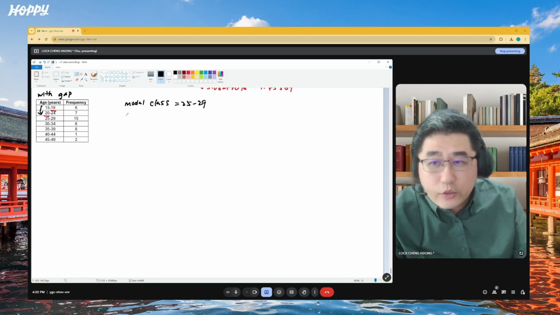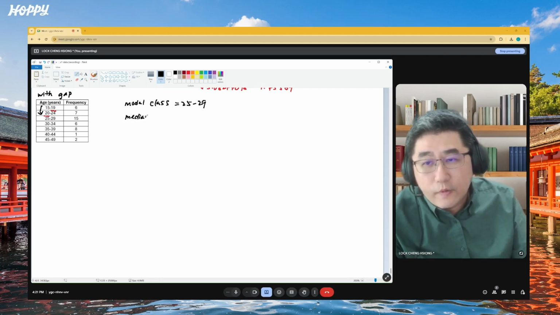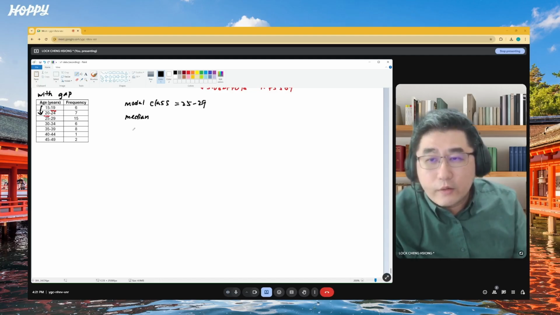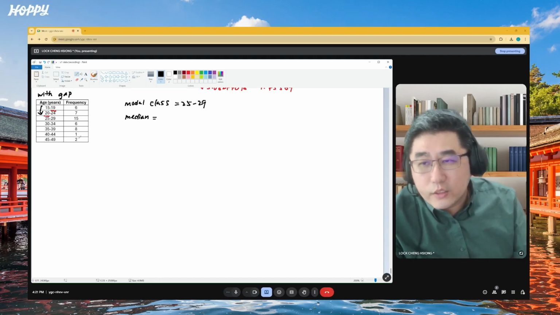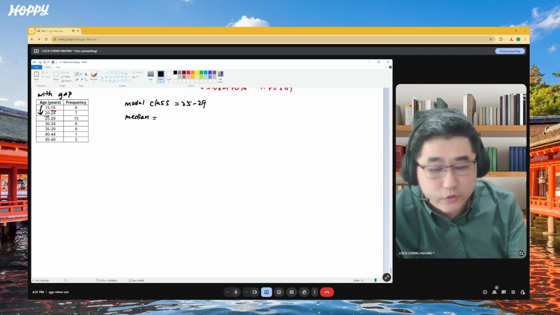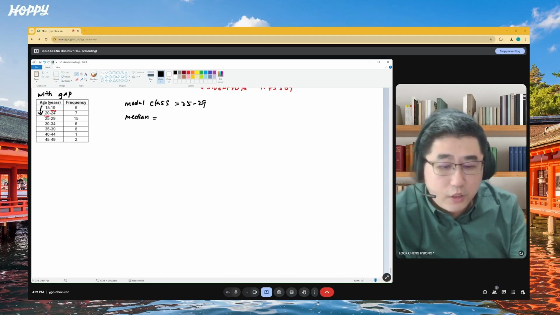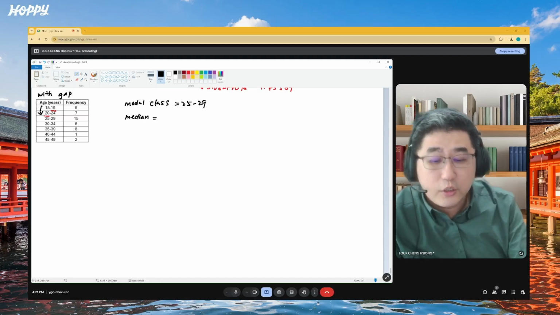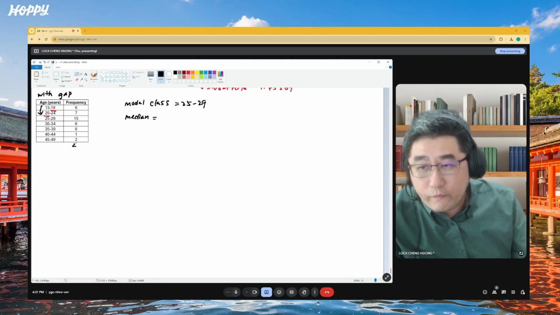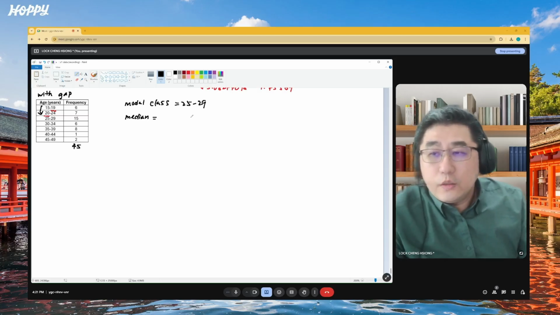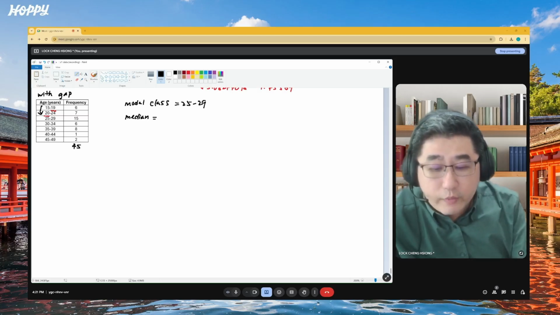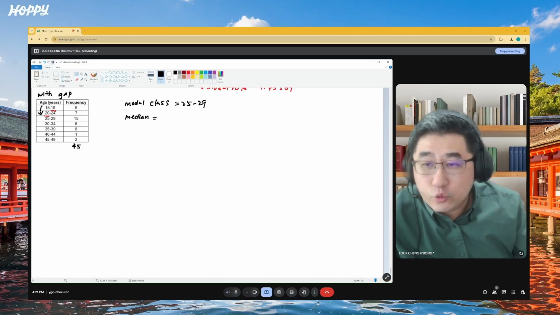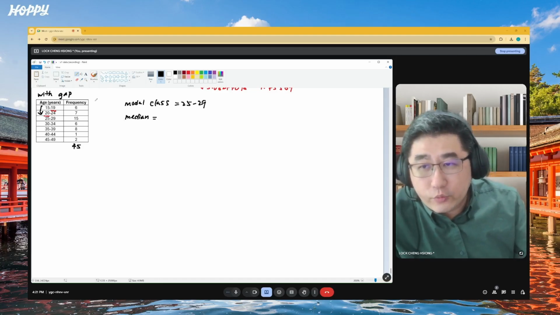After that, I need to calculate my median. Before I calculate my median, I need to know what is my total frequency first. So my total frequency, I will get 6 plus 7 plus 15 plus 6 plus 8 plus 3. So I total of 45 here. So 45 divided by 2, I will have 22.5. I need cumulative frequency, so I write cumulative frequency here.